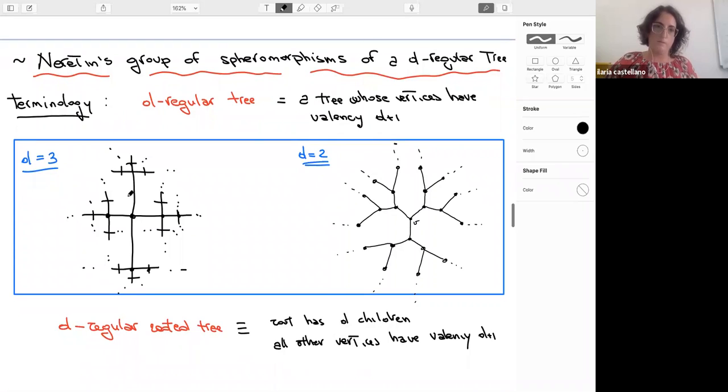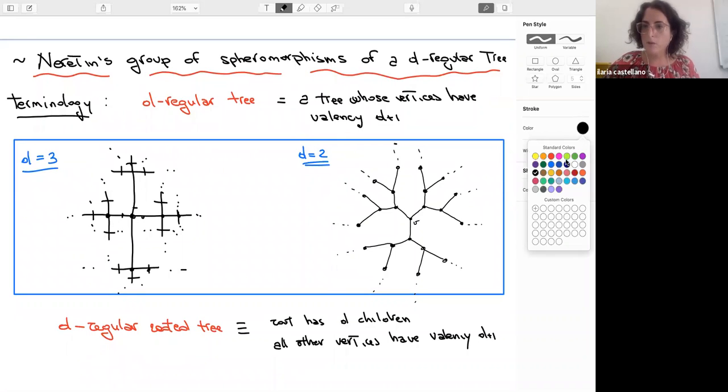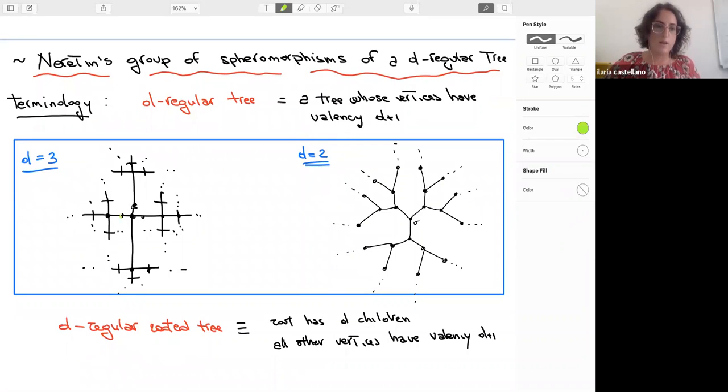So d is equal to 3, so each vertex has to have 4 neighbors. So there are 4 neighbors for each vertex, and so on. And here in these two, we have 3 neighbors for each vertex.